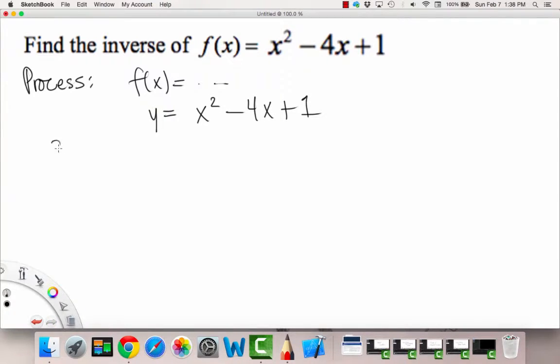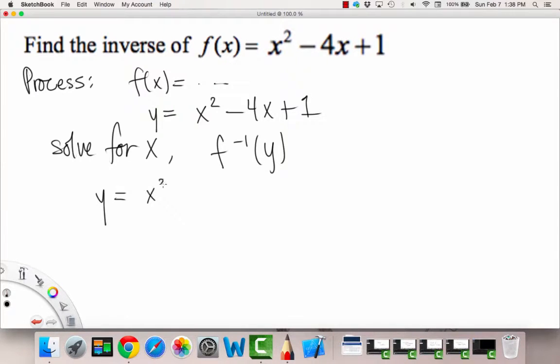And then we just solve for x. And that's it. Once we get x by itself, that gives us the formula for our inverse function. Once we solve for x, we get f inverse of y, which is the same thing as the inverse of whatever we started with. So we have this formula here, and I just replaced our f of x with a y, and what we want to do is solve for x.